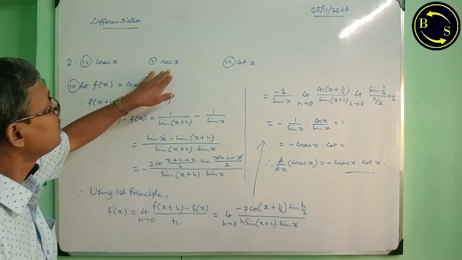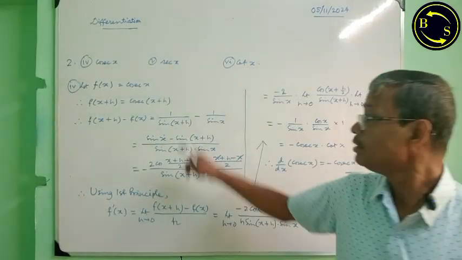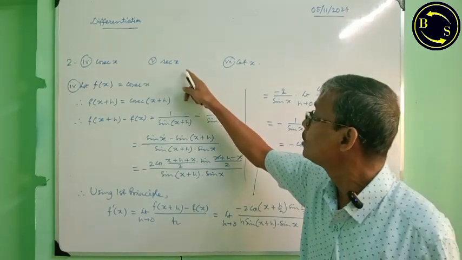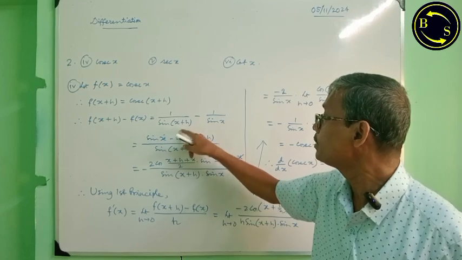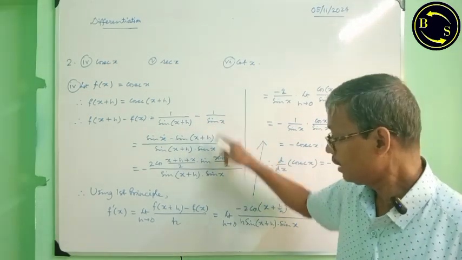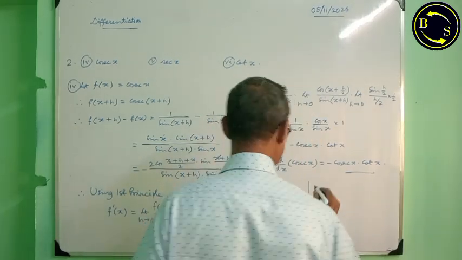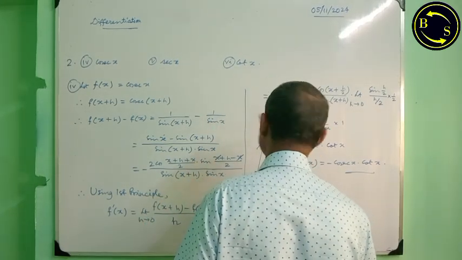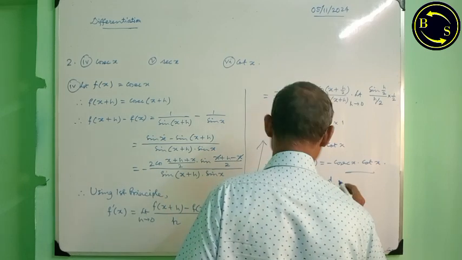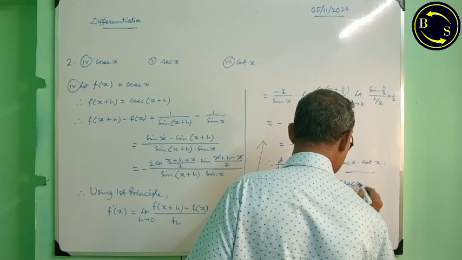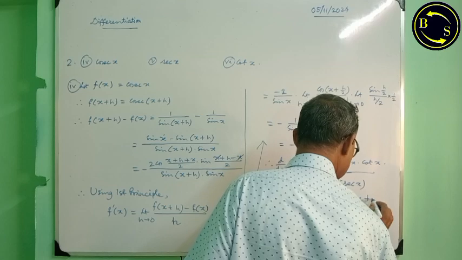Now, students, you do yourself the derivative of sec x following a similar way. As it is sec x, therefore we have to write here 1 by cos x, cos of x plus h, and 1 by cos x. And finally, I am writing down the result directly here, and you do yourself: d/dx of sec x is equal to sec x tan x.